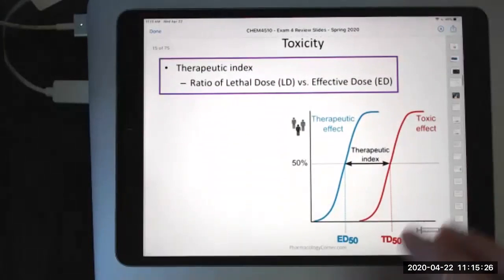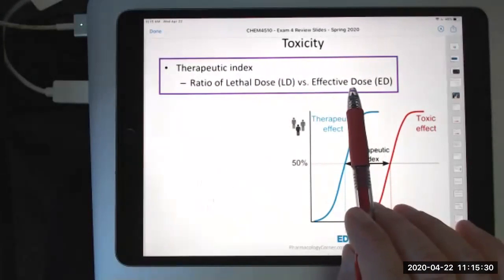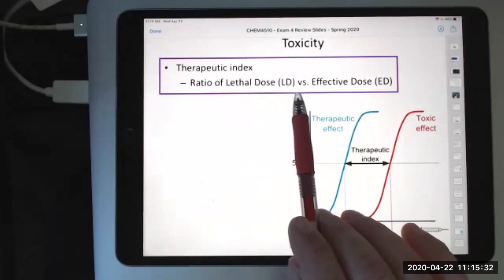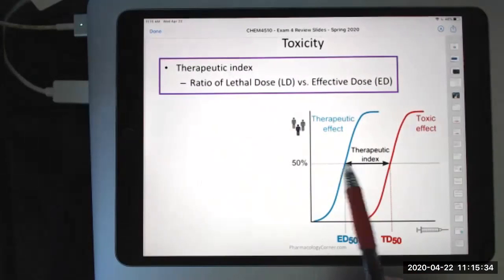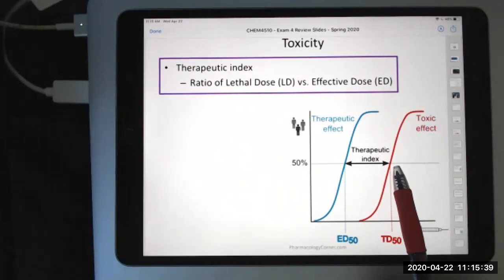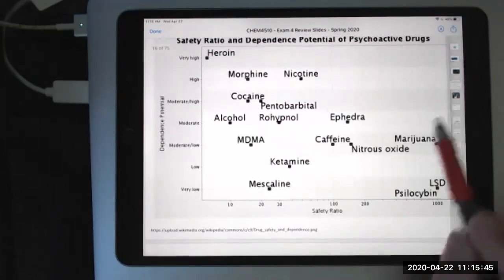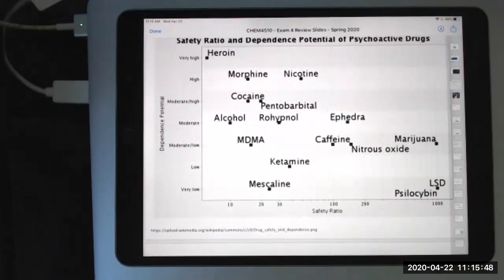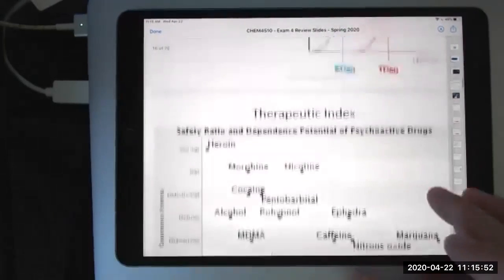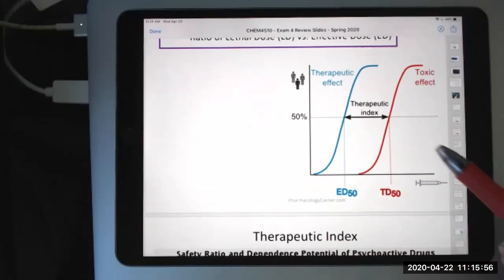And so you want to know what the therapeutic index is, the ratio of a lethal dose versus an effective dose. You want this gap to be as large as possible, so you want a really high therapeutic index. For something like this, you'd want the drug over in here. So 1,000 to 1. If you accidentally took a dose 10 times higher, you'd still be okay.